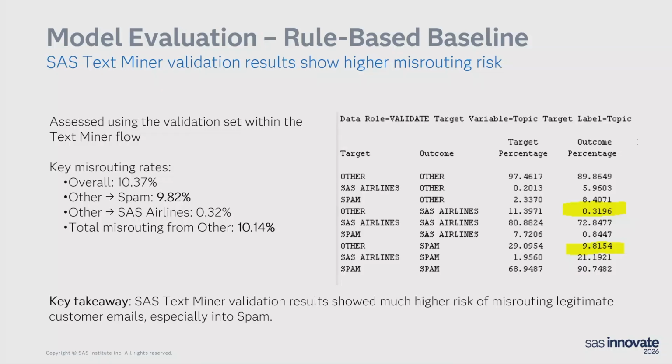On the contrary, the Text Rule Builder really didn't do very well. You can see the overall accuracy is 100 minus 10.37, less than 90%. And most important, the error rate is too high. The misrouting of customers' emails to different categories reaches more than 10%. So 1 out of 10 customer emails is going to go to a spam or a SAS Airlines folder. And I don't think you guys will be happy if I just send you a folder without really addressing your issues.